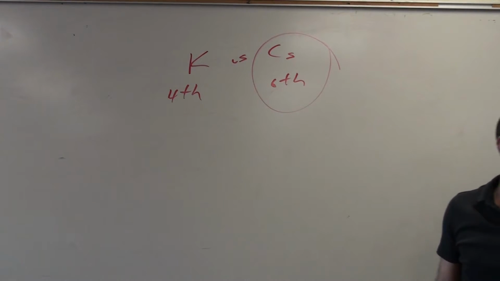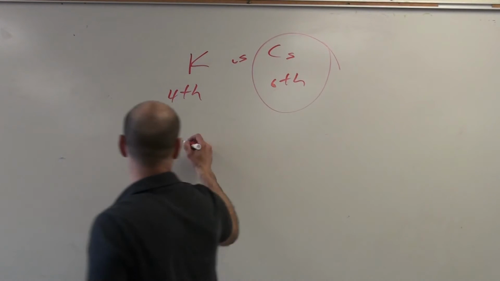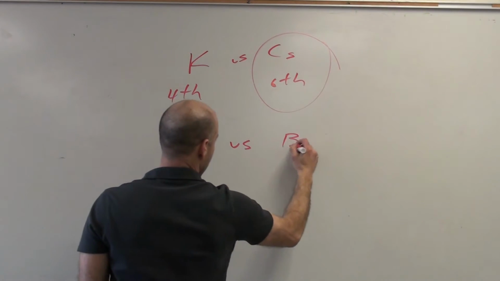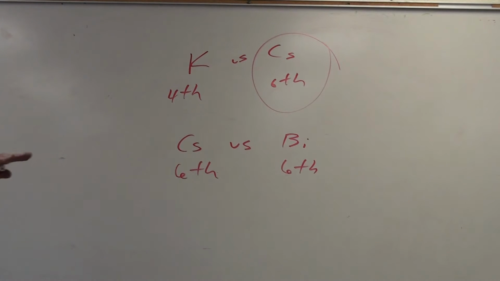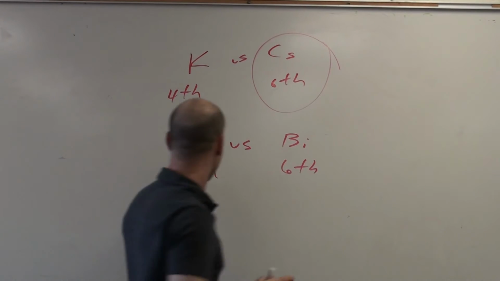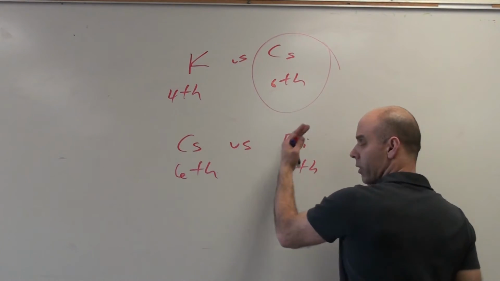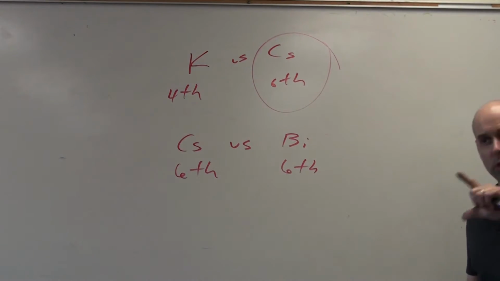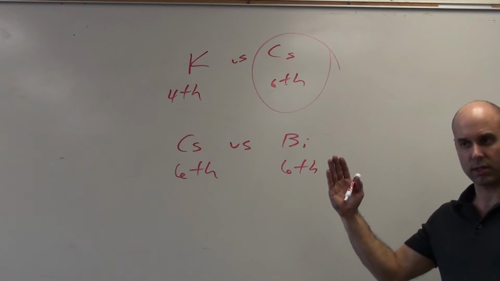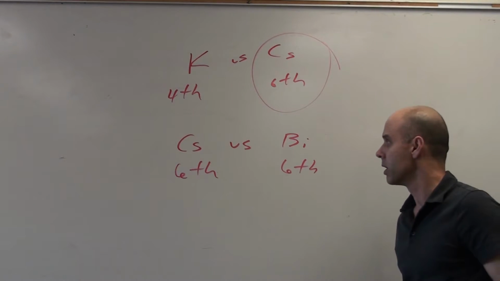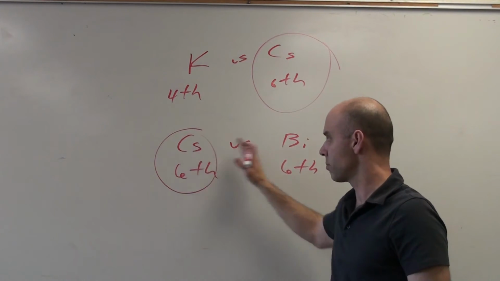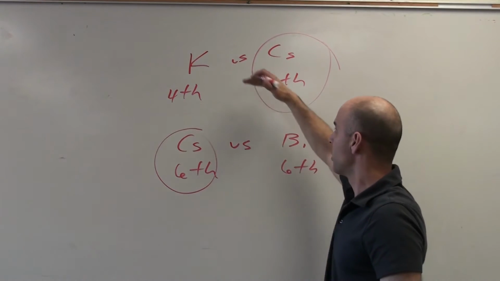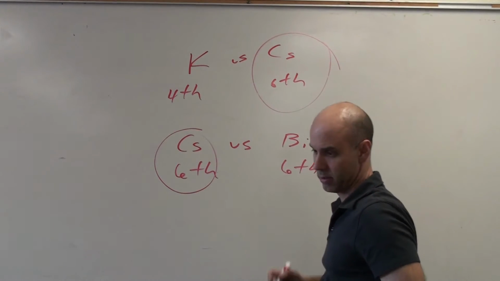If I compare cesium versus bismuth, they're both in the 6th energy level. But as you go across, the nucleus pulls the electrons in slightly. So every time you go one over on the row, you add one proton, you also add one electron, but that proton has the effect of slightly shrinking the atom. So cesium will be slightly bigger than bismuth, because bismuth has more protons, it'll shrink it. But dropping down a level has a huge effect, okay?